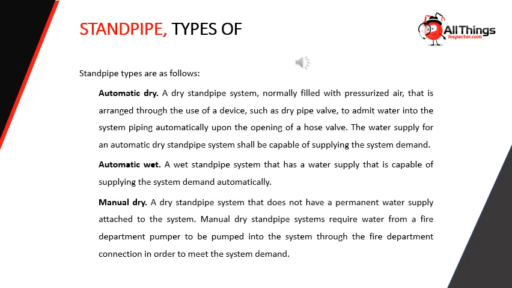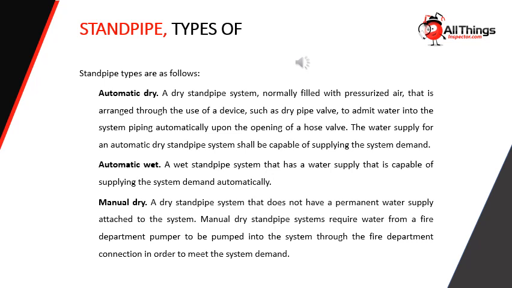Standpipe, types of. Standpipe types are as follows. Automatic dry: a dry standpipe system normally filled with pressurized air that is arranged through the use of a device, such as a dry pipe valve, to admit water into the system piping automatically upon the opening of a hose valve. The water supply for an automatic dry standpipe system shall be capable of supplying the system demand. Automatic wet: a wet standpipe system that has a water supply that is capable of supplying the system demand automatically.